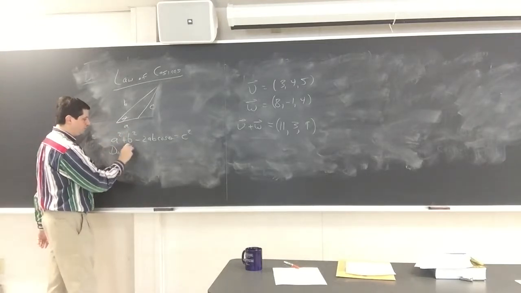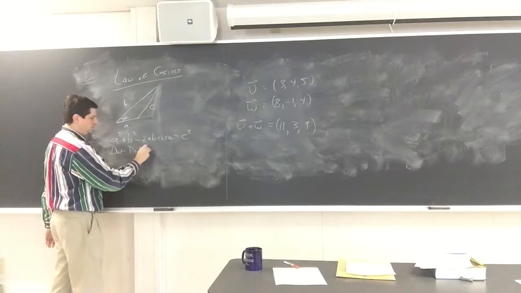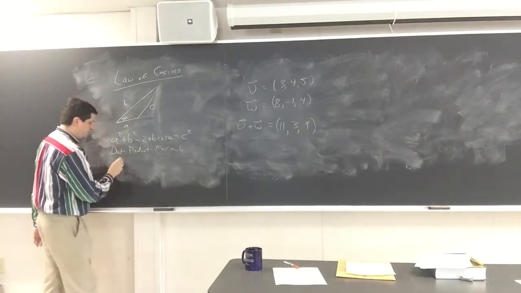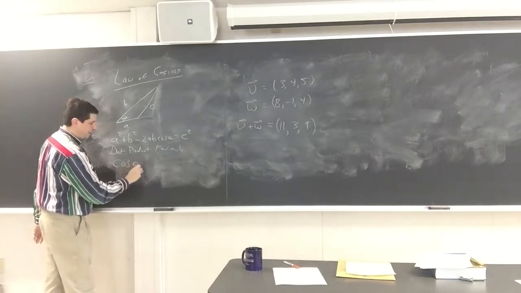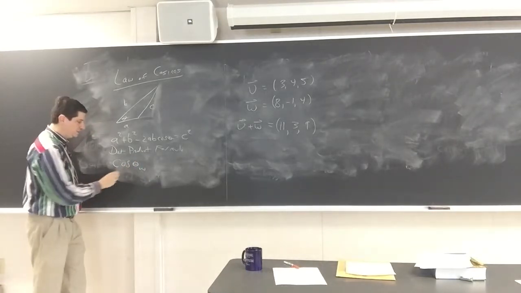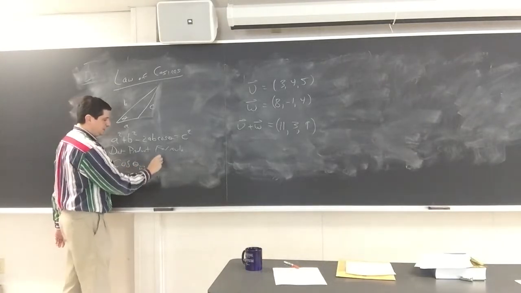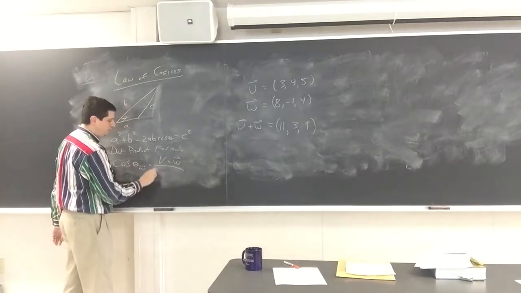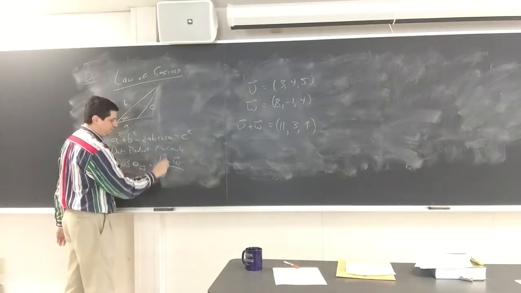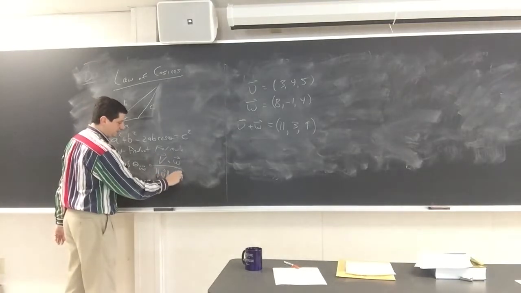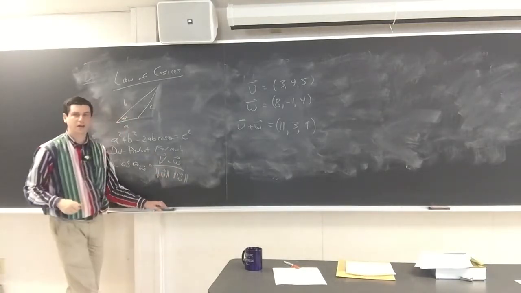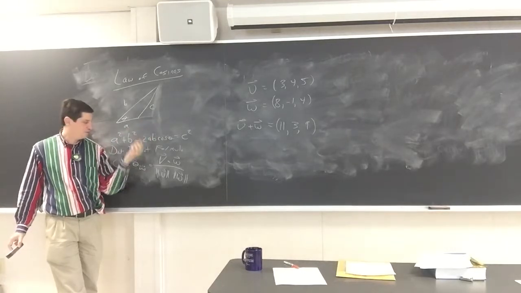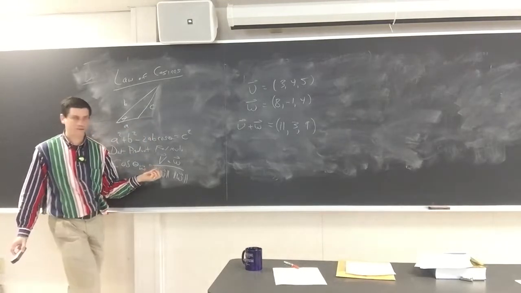The dot product formula is that the cosine of the angle between vectors v and w is v dot w over the length of v times the length of w. Right? So we'll prove the cosine formula, and then we'll use that to get an interpretation of the dot product.